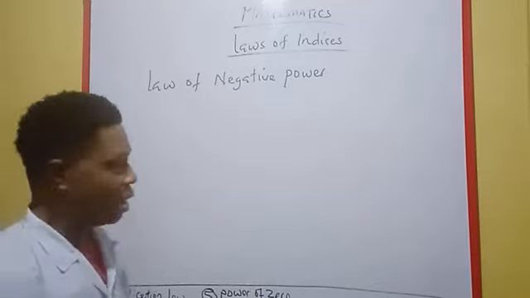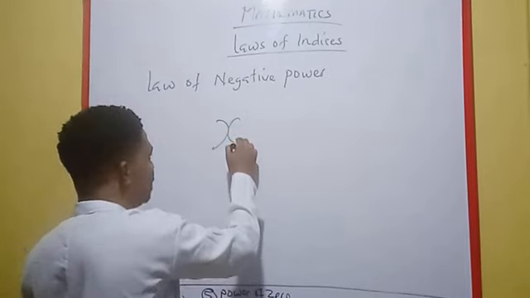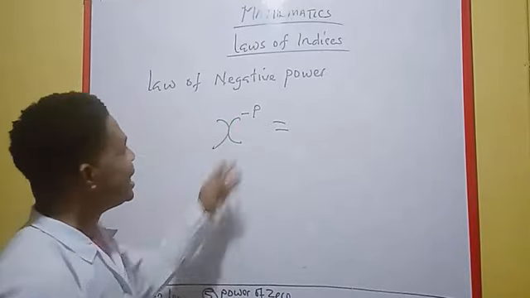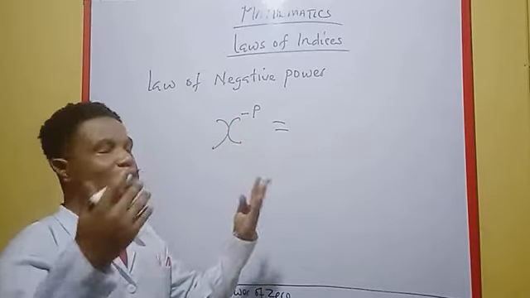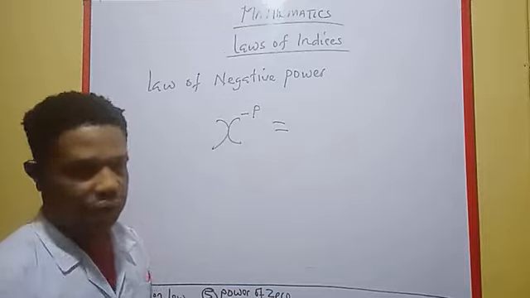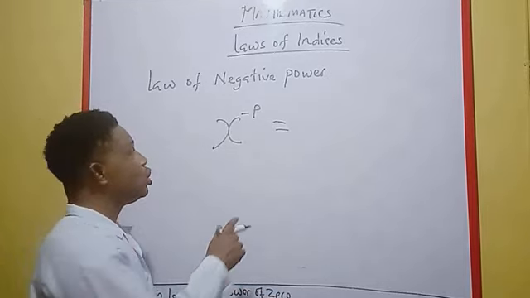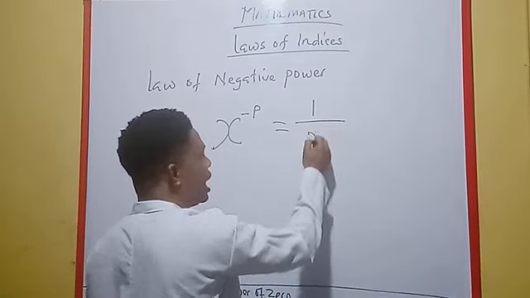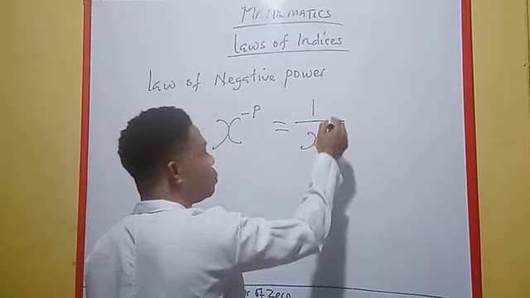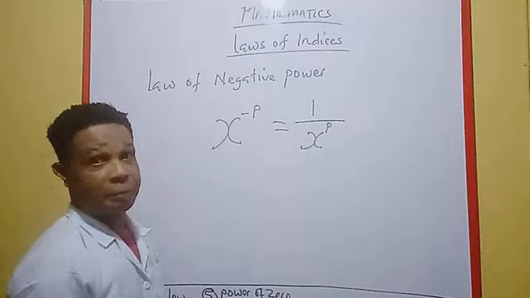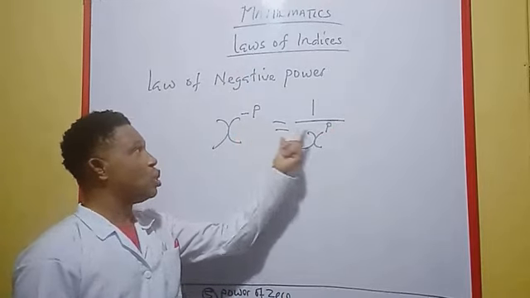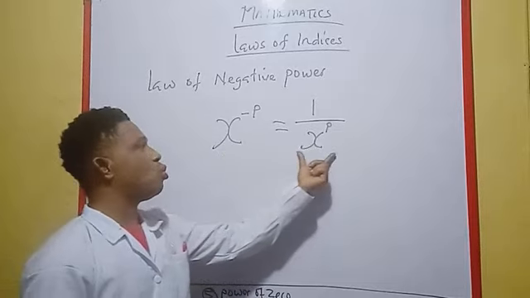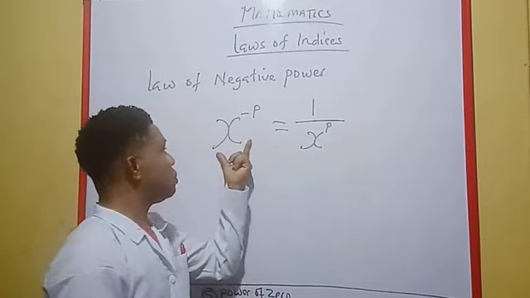For example, if base x is raised to power minus p, you see, in indices, we don't like the negative sign. So what we try to do is to remove the negative sign. And to do that, you introduce an inverse. That means 1 over x raised to power what? P. So the minus has to disappear because you are applying what? The law of negative what? Powers. That means this is equal to this.